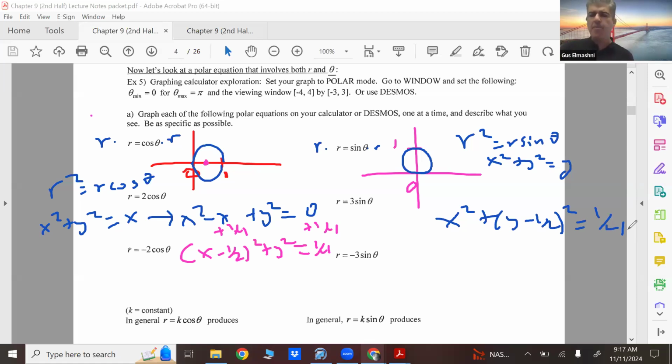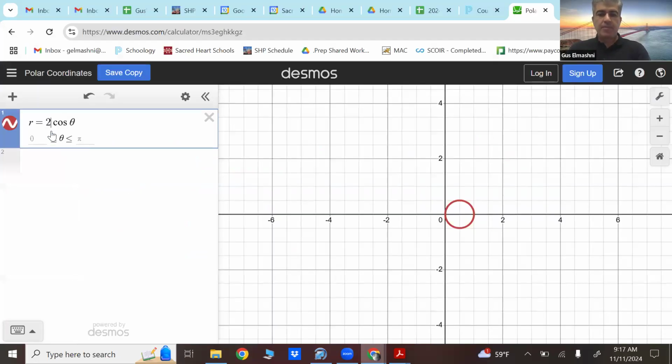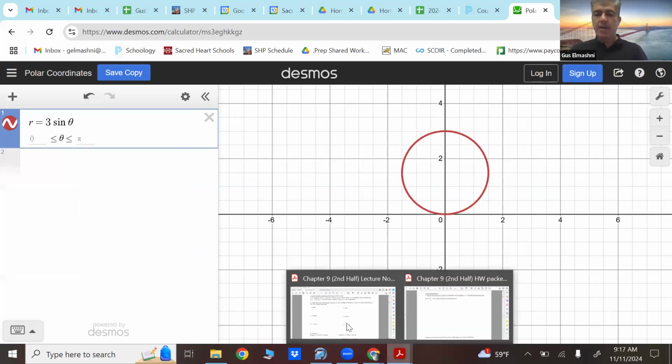So as you can imagine, what do you think is going to happen for the next two? It'll just be a bigger circle. It'll still be the same orientation, just with a bigger radius, right? So if I were to show it to you in Desmos, see, it just gets bigger. Or if I do 3 sine theta, just get that. That's all. So it's pretty simple.